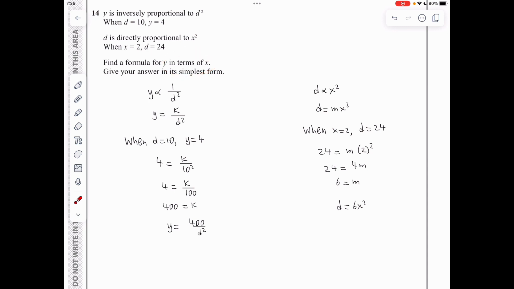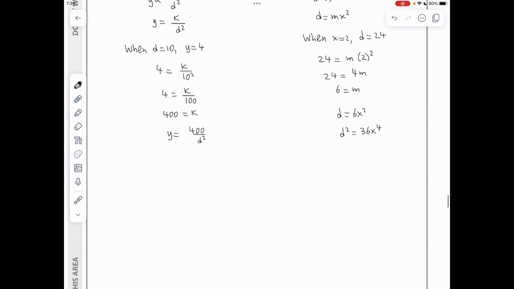Remember that we are trying to find a formula for y in terms of x. So looking at the formula for y, we see that it involves a d squared term. So I will actually go to the formula for d in terms of x and square everything. So d squared is 36x to the power of 4. And now I can join these two equations together. We have that y is 400 over d squared, which is 400 over 36x to the power of 4.